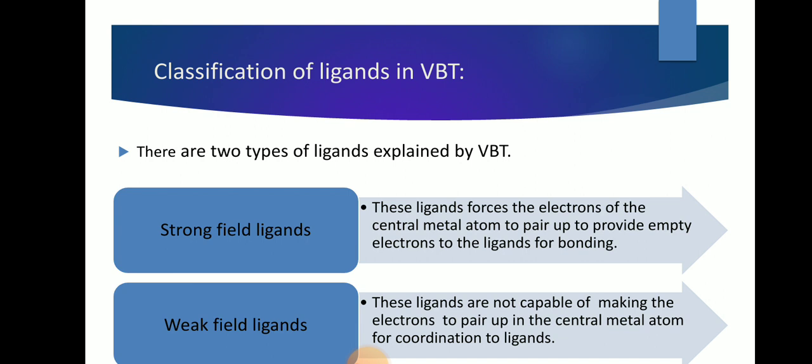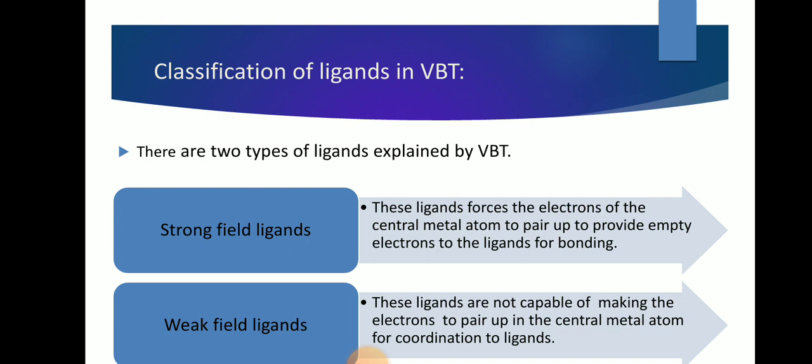Classification of ligand in valence bond theory. There are two types of ligand explained by valence bond theory: strong field ligand and weak field ligand. Strong field ligands force the electrons of the central metal atom to pair up to provide empty orbitals to the ligand for bonding. It means that when these ligands approach the central metal atom, they will create such a field that enforces the d orbital electrons to pair up.